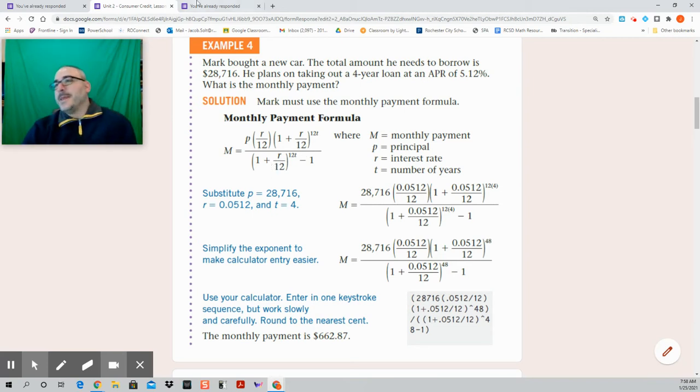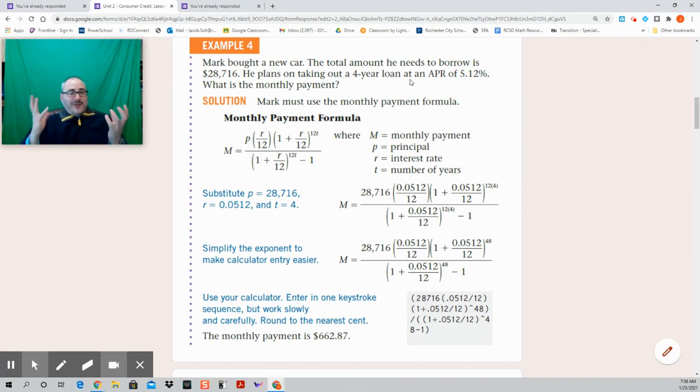Mark bought a new car. The total amount that Mark needs to borrow is $28,716. He plans on taking out a 4-year loan at an APR, annual percentage rate, of 5.12%. What is the monthly payment?